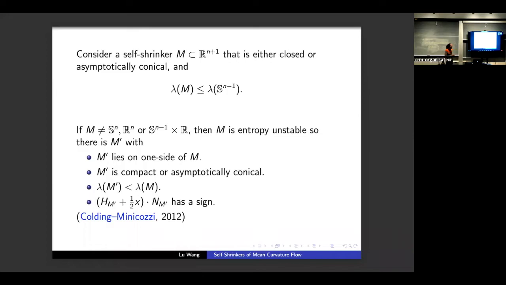Okay. And since we would argue by contradiction, we would just assume the entropy of the self-shrinker has this upper bound. You notice that the upper bound is slightly bigger than the goal we're trying to prove. I will explain a little bit later in the proof. Okay, so we're not interested in the trivial case. So we assume this M is not one of the trivial shrinkers, namely the round sphere, hyperplane, or cylinder.